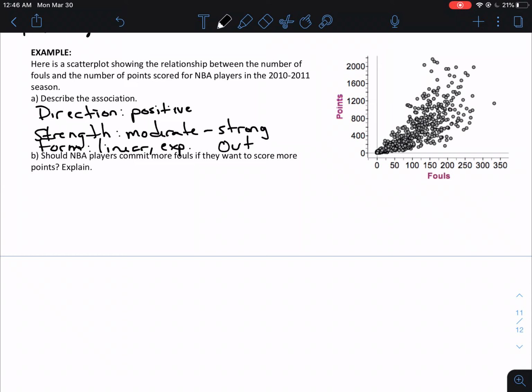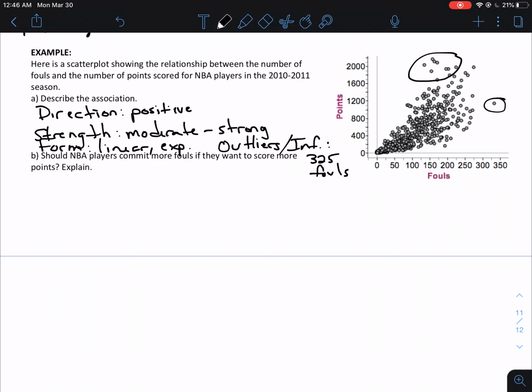The very last thing we need to talk about, remember when you're describing an association, is outliers or influential points. And really, to me, the only one I could maybe see is the point at 325 fouls as being an outlier or influential point. I would say everything else pretty much fits in with the rest of the data, and I think even it would be kind of a stretch to be called an outlier, because then you could also make the argument for these being influential points as well. So I have a hard time really saying for sure that that's an outlier. I would say it's definitely influential in the same way that the other points are as well.